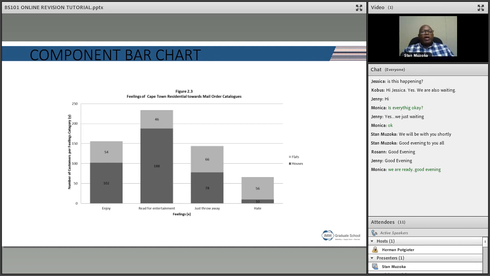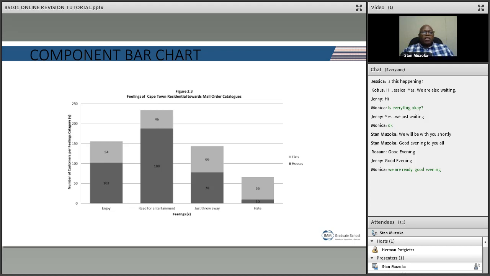Because we have shown two variables, that is respondents dwelling in houses and those that dwell in flats, we may want to present this in a graphical format.